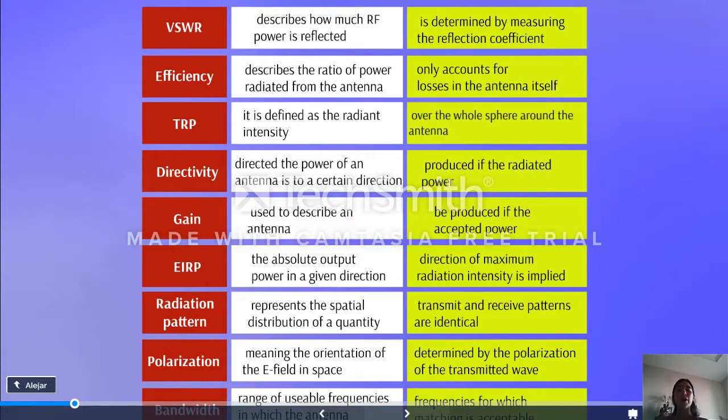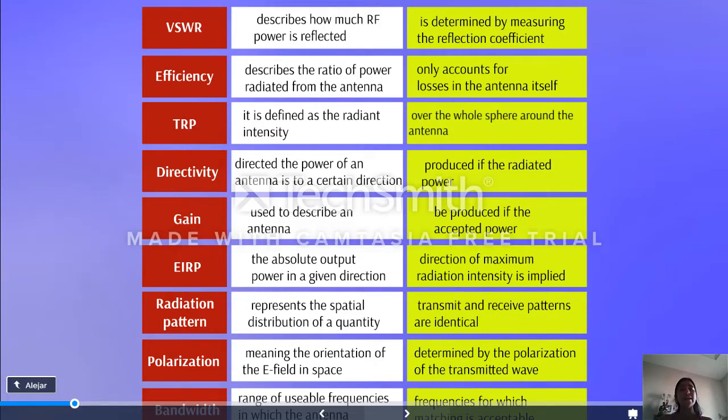Total radiated power, TRP. The power radiated by the antenna is also called the total radiated power. It is defined as the radiant intensity integrated over the whole sphere around the antenna. Directivity. Directivity describes how directed the power of an antenna is toward a certain direction. It is the ratio of the radiation intensity for a given direction to the radiation intensity that would be produced if the radiated power were isotropic.